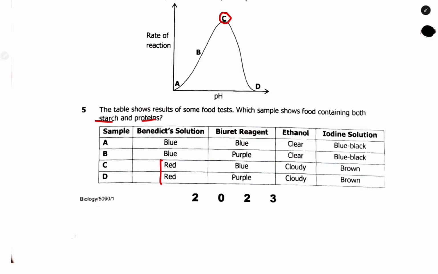Okay, so which one are we going for now? In this case, we are going for the one that has positive on iodine. Blue-black shows positive iodine, or presence of starch. So we have blue-black. But let us go on to biuret. When proteins are present, biuret turns purple. So purple and blue-black is the one that we are looking for. Absence shows no proteins, or blue shows no proteins. So purple for B is the answer.